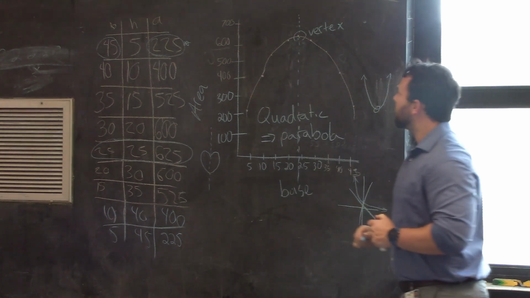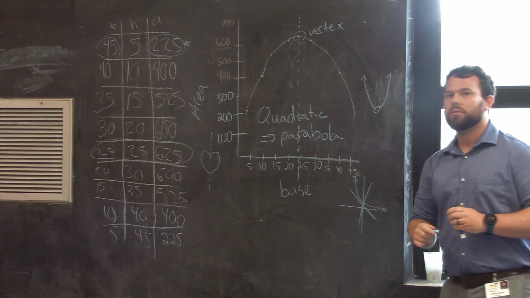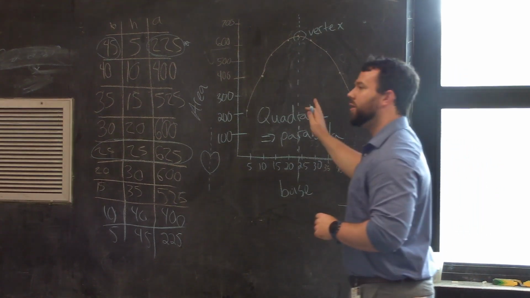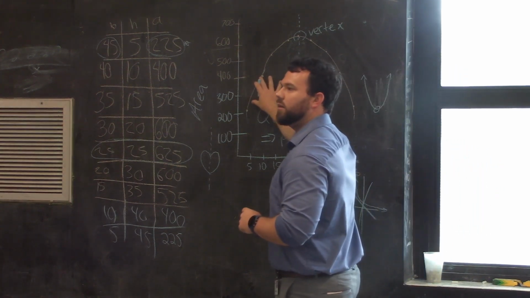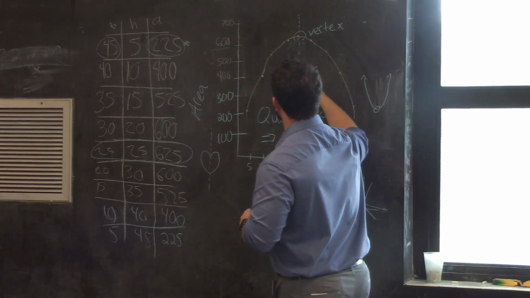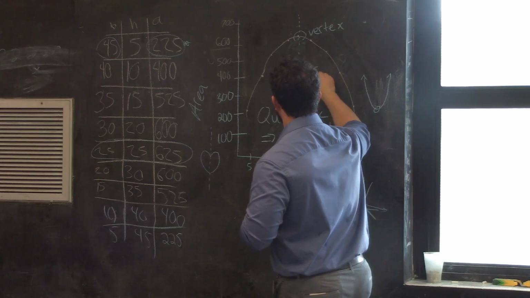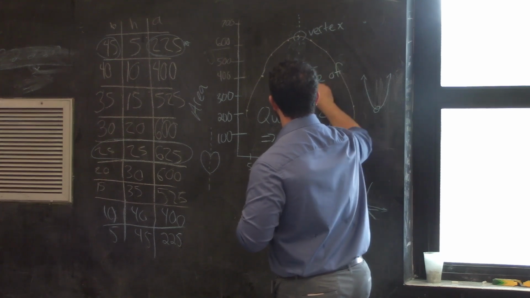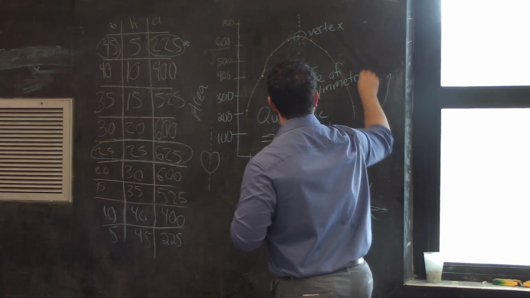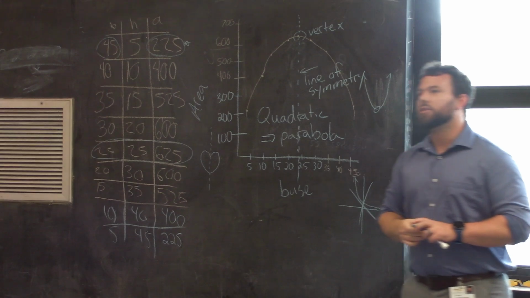Anyone know what that line is called? It's creating what? Symmetry, right? If we've drawn this perfectly, isn't the left side identical to the right side? Yes. So this right here, the line that goes through the vertex, is known as a line of symmetry. Now I want you to keep that in mind. That line is known as a line of symmetry.